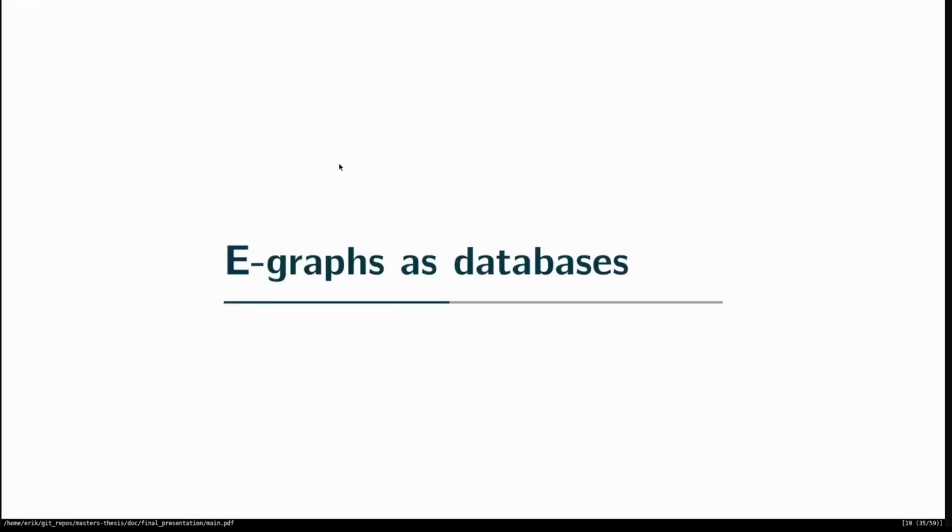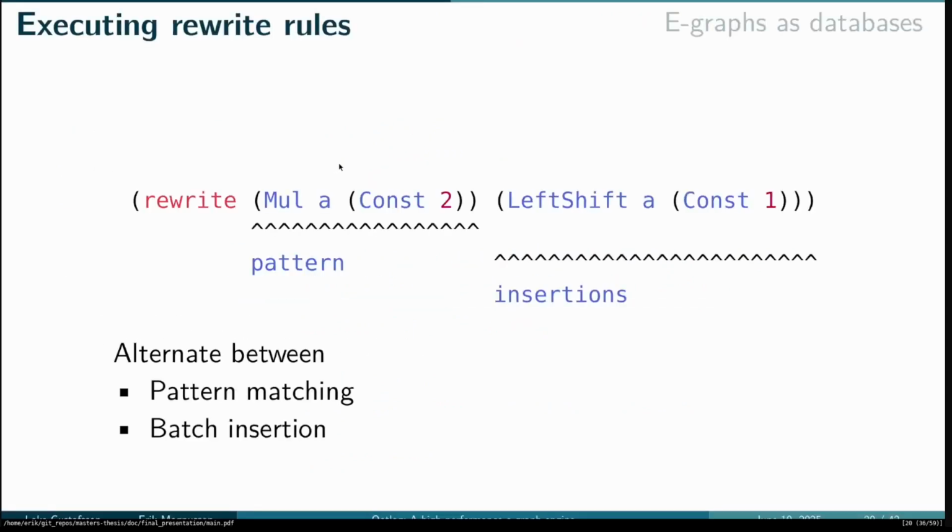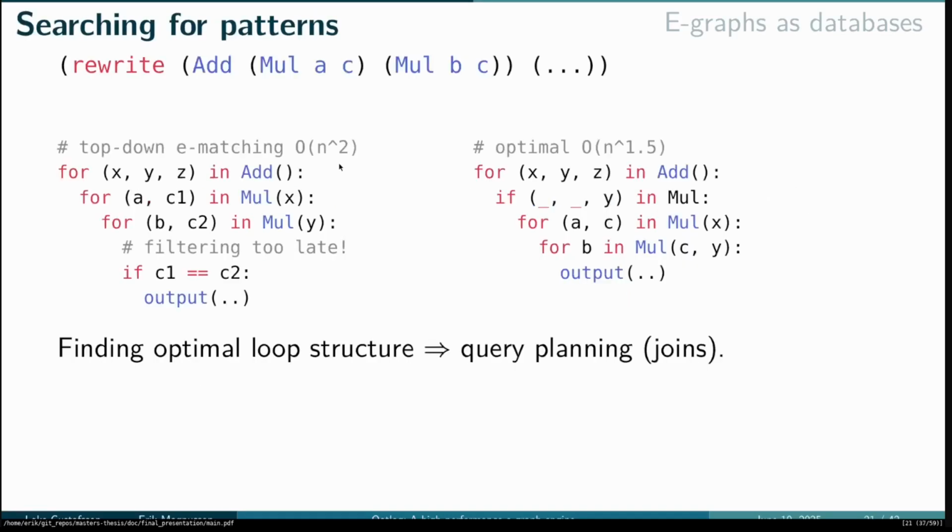Another question is, how do you implement it? We have some sort of pattern, and we have some sort of database of terms, and we want to find the pattern. So we alternate between finding this pattern in the database, constructing a giant delta of all the insertions we want to make, and then inserting all of them. There are multiple ways to search for a given pattern.